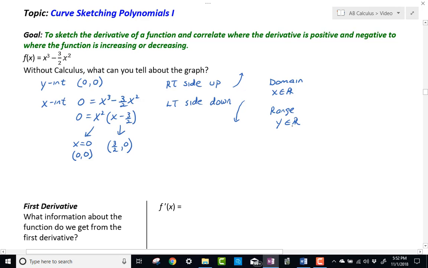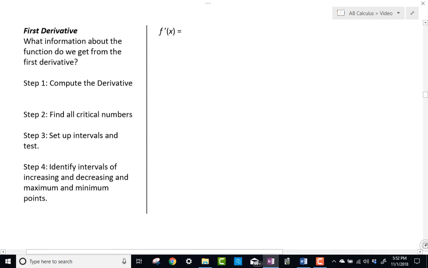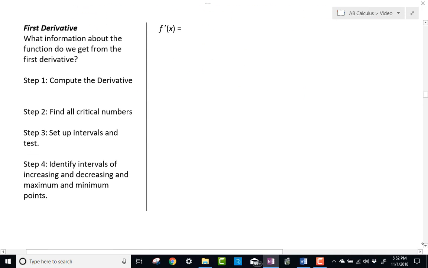All right, so there's a few things that we know about this graph, and now we're going to take a look at using some calculus. What can we tell about the graph? First derivative information. What information about the function do we get from the first derivative? Well, let's take the first derivative. If you take the derivative here, you get 3x squared. And then when you multiply 2 times 3/2, you're going to get 3 times x. So there's my first derivative.